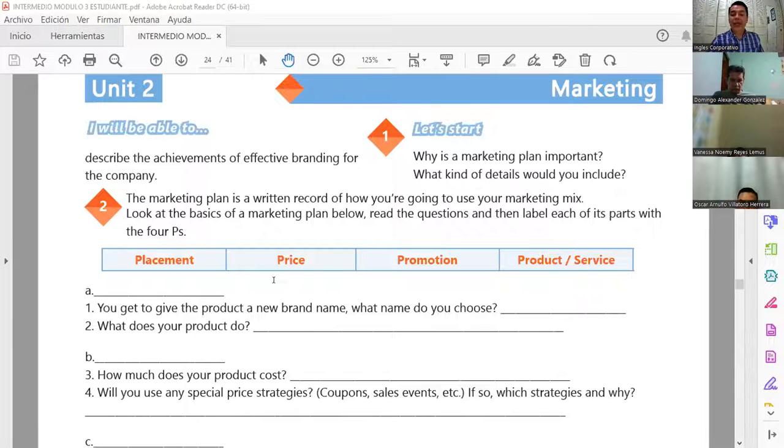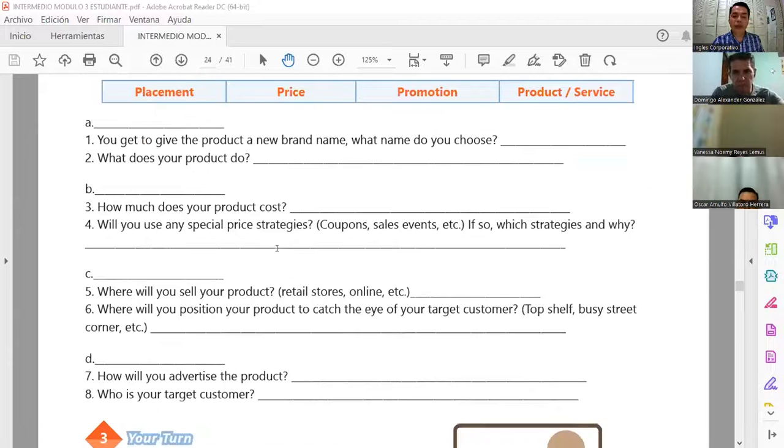Okay, any question? Do you understand what we are going to do? Again, I will repeat. We are going to make a marketing plan using these questions as a guide. And you are going to invent a product, right? You know, pañales el suavecito, lápiz el fuertecito, any product, right? Okay, good. No questions? So it's time to work.